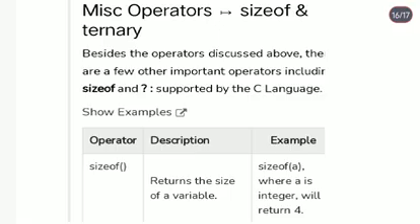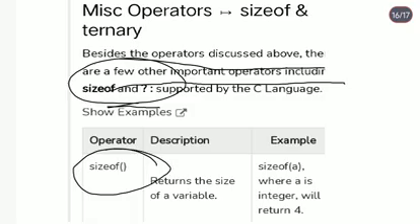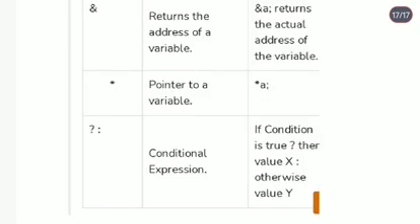Misc operators, sizeof and ternary. Besides the operators discussed above, there are a few other important operators, including sizeof and this question mark, supported by the C language, and the examples are given here. So these things are defined in our C language, so don't worry about this. For example, if I want to get the size of any variable, at that time we use sizeof and just use our variable, and this will give the size of that variable. So it is easy to understand.